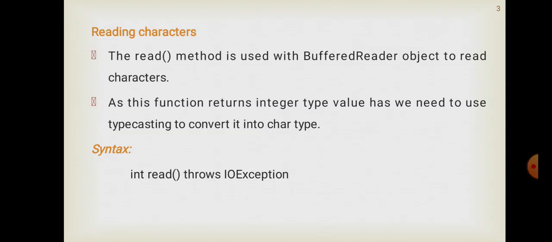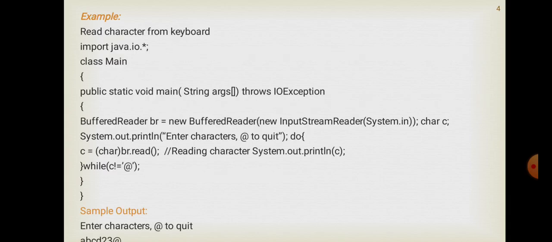So first, reading a character. For reading a character, we are using the read() method. The BufferedReader object is used to read the character. As this function returns an integer type value, we need to use typecasting to convert it to the character type. So when the read function returns, it gives an integer value, and you have to convert that into a character value by using typecasting. So the syntax is int read().